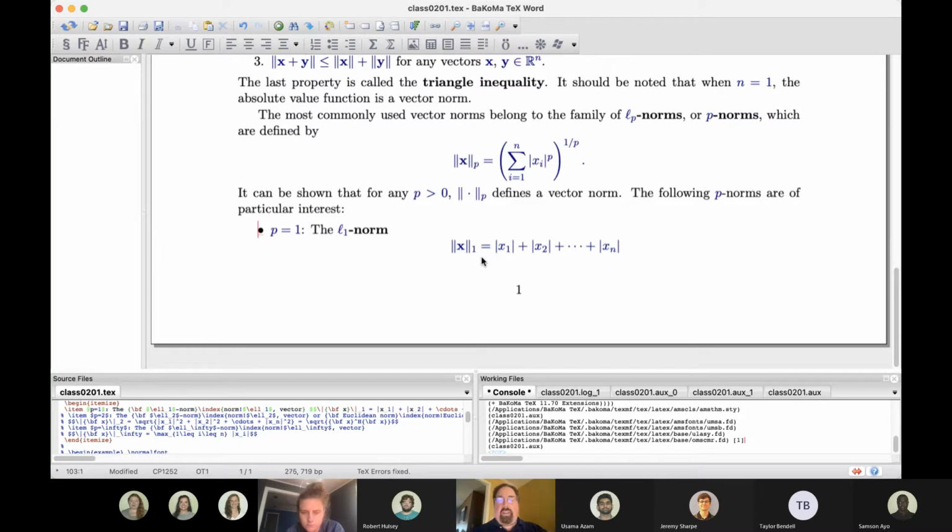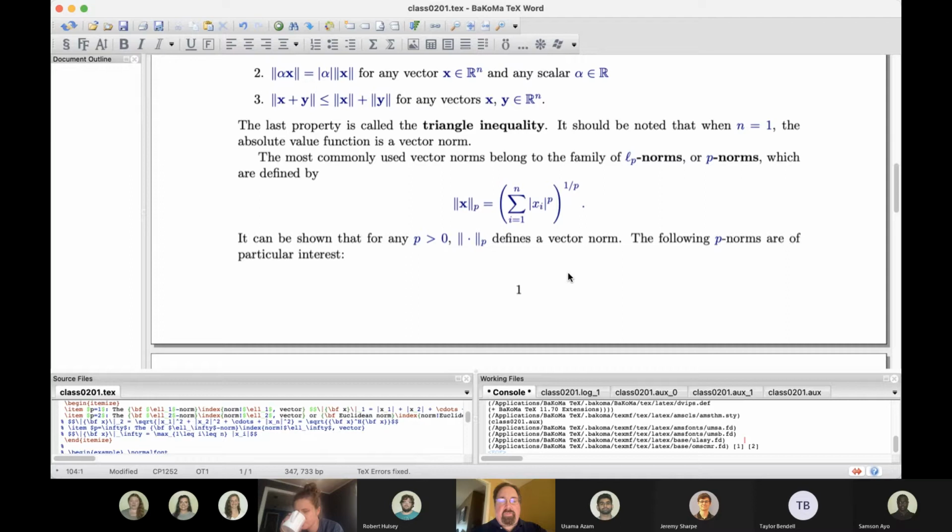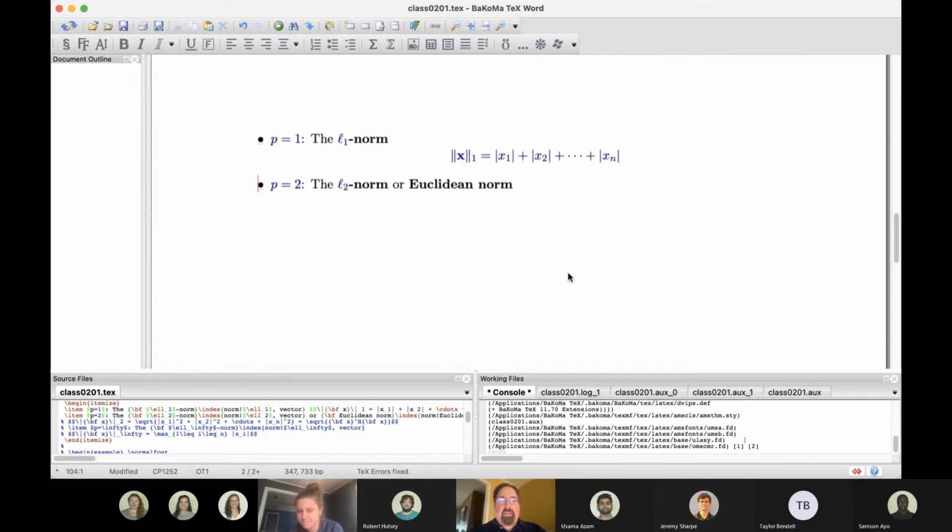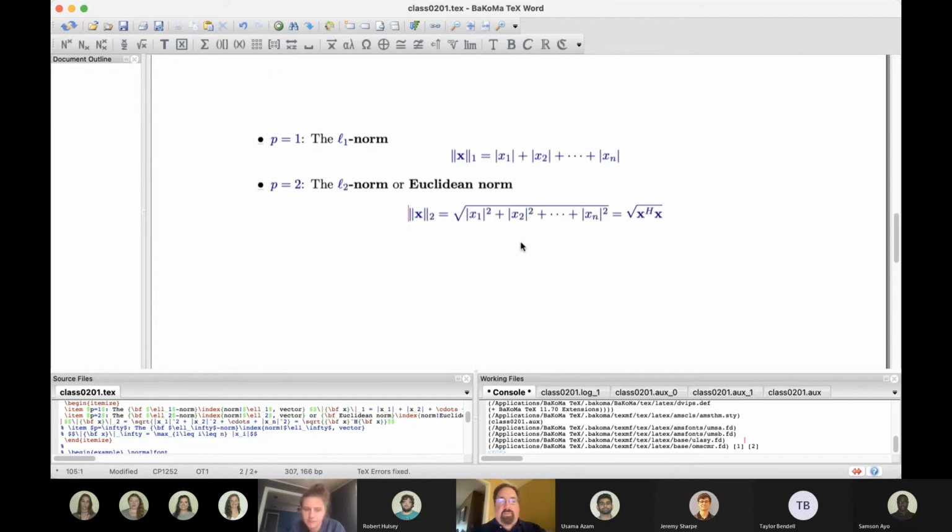First, the 1 norm. All of it is, that's just the sum of the absolute values of all the components. And then the p equals 2 norm, that's the one I showed you earlier. That's also known as the Euclidean norm because it would give you Euclidean length.